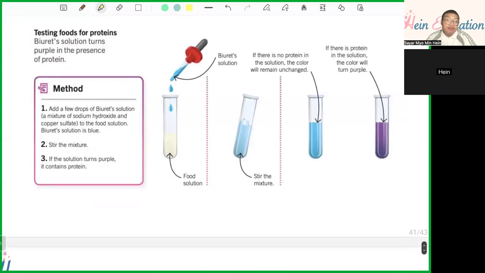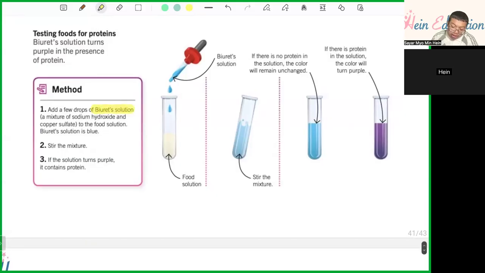So you can see that by adding a few drops of biuret solution, which is a solution of sodium hydroxide and copper sulfate, and then you mix the solution or stir the mixture. If the solution remains blue, it means there is no protein present. But if it turns purple, it contains protein.